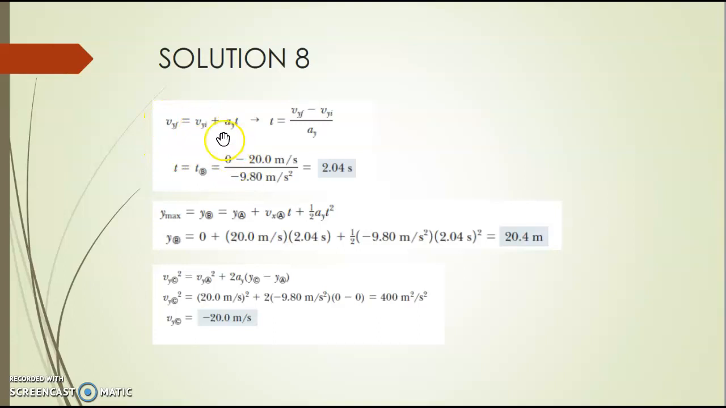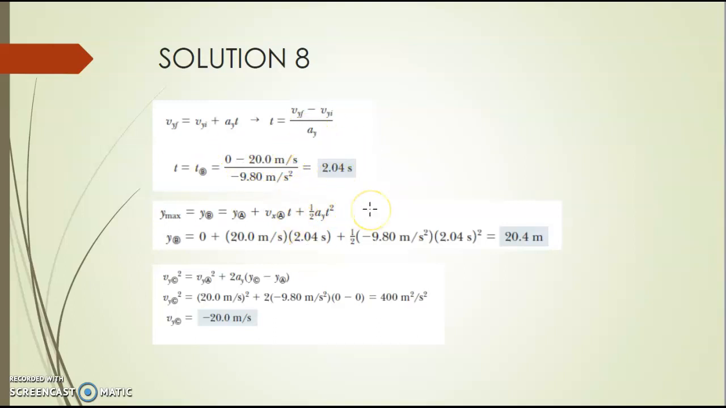Okay, our initial velocity is 20. Our acceleration is negative 9.80 meters per second squared. Therefore, we're going to have this working formula for time. Okay, therefore, our time is 2.04 seconds. That's the time to reach the maximum height.